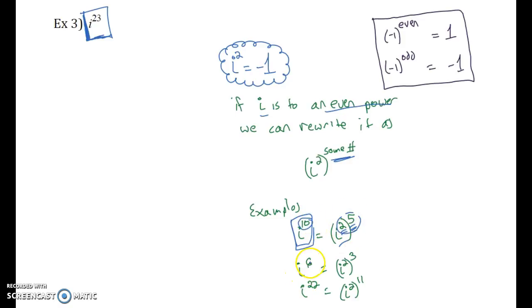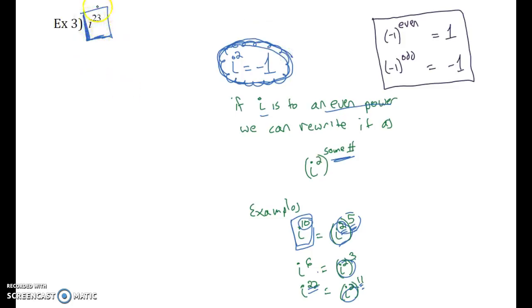If I had i to the 6th, I can write that as i squared to the 3rd power, right? Because 2 times 3 would give me that 6. And if I had i to the 22nd, I could rewrite that as i squared to the 11th power. The reason we're so focused on these i squareds is because we know what i squared is. i squared is -1.